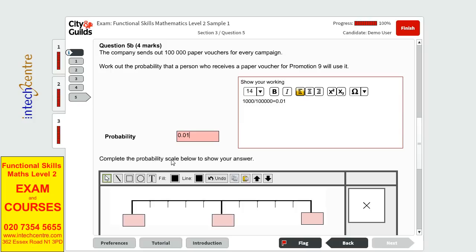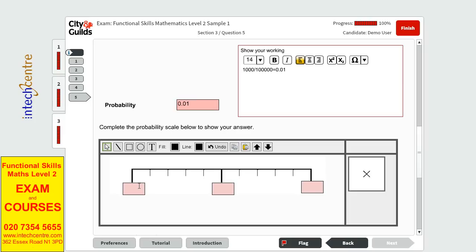We also have to complete the probability scale below to show our answer. You can either have 0, 0.5, and 1, or you can have 0%, 50%, and 100%. Either way is correct. Only in the case of percentages would you have to convert the decimal to a percentage. So you would do 0.01 times 100, which gives you 1%, and then you would show it on the probability scale.